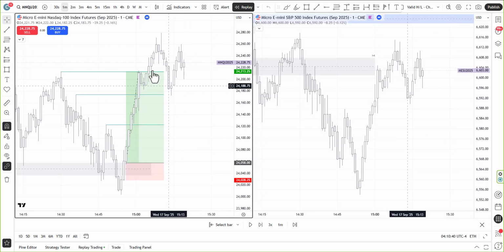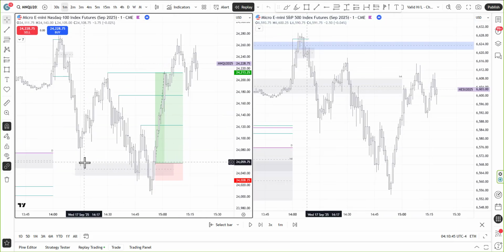Beautiful trade. And then afterwards I think it started chopping for the rest of the day. But this was it, just wonderful.